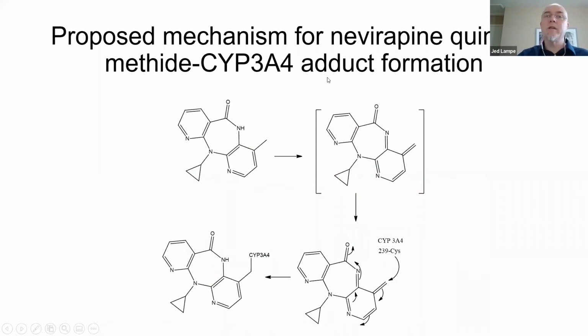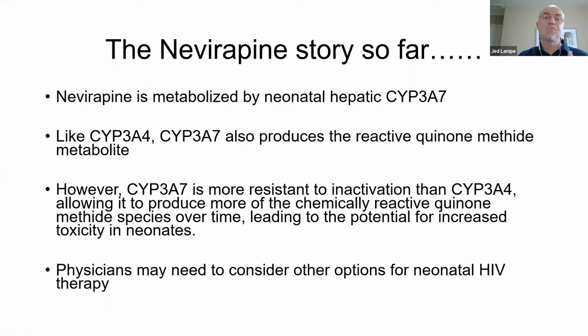So this is just showing you the proposed mechanism we have for this reactive metabolite generation, and then eventually how, through rearrangement, you have the quinone methide species, that electrophilic species adducting the cysteine residue on the 3A4 active site. All right, so the nevirapine story so far goes something like this.